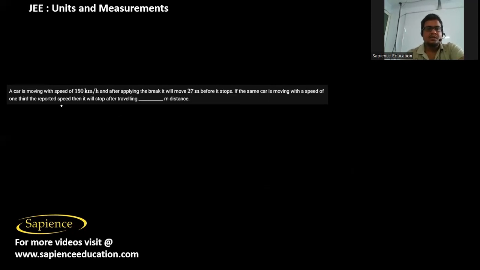And here it is told a car is moving with a speed of 150 kilometer per hour.